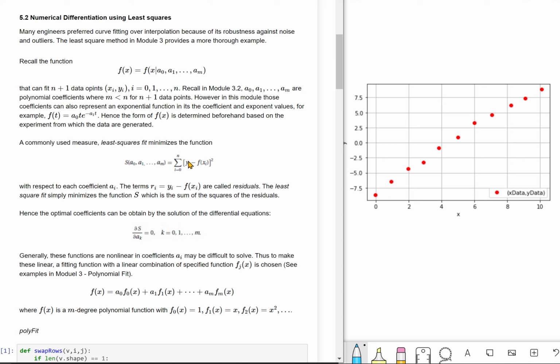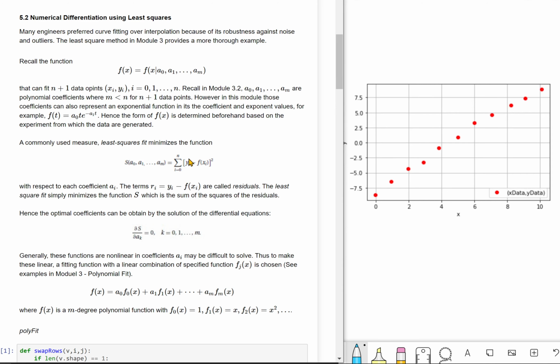the y data points minus the function f with the coefficients of the polynomial, and then you estimate it at the x of the data. So basically this is like a prediction of your y, given the function f. Then take the difference. This would mean an error, or we commonly term this one the residual. Then the least squares fit simply minimizes the function S. So we minimize the squared error, which is the sum of the squares of the residuals.